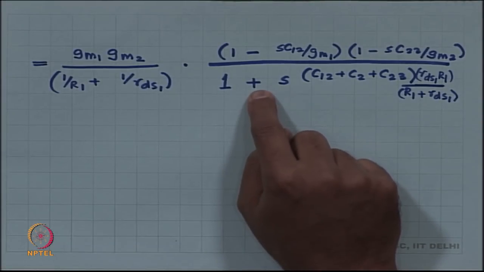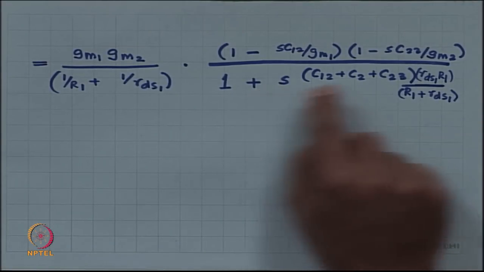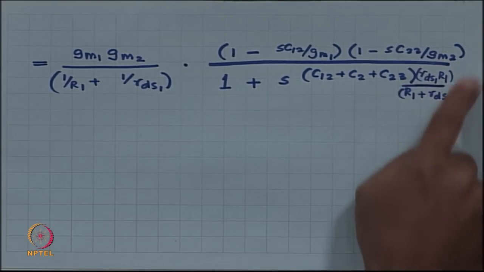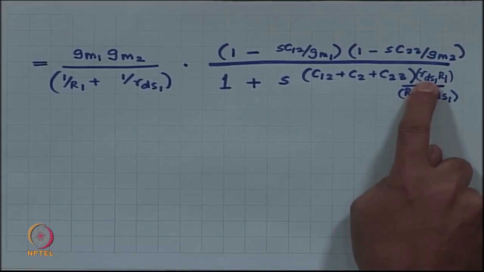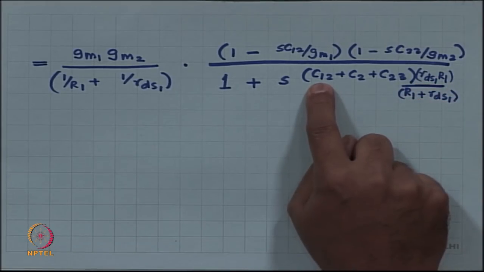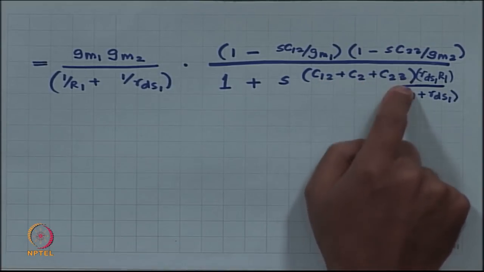We are seeing that there is a pole. The pole is because of RDS1 R1. So, some parallel impedance, parallel resistance of RDS1 and R1, and a capacitance of C12, C2 and C23. Let us look at the circuit.